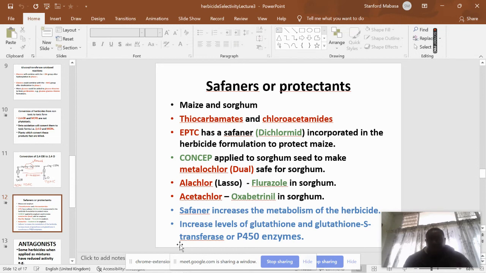sorghum. So if you were purchasing the herbicide to kill grasses in sorghum and you just buy Dual from any one of the suppliers, there's a possibility that you can kill your sorghum if that Dual lacks Concep. So make sure that if you are going to use Dual or metolachlor in sorghum, that Dual should contain Concep, which will allow selectivity in sorghum.